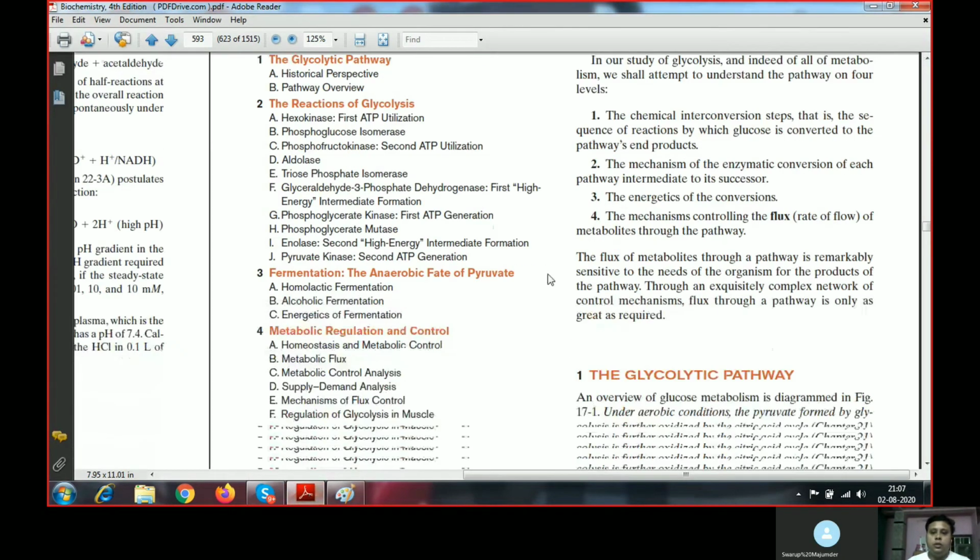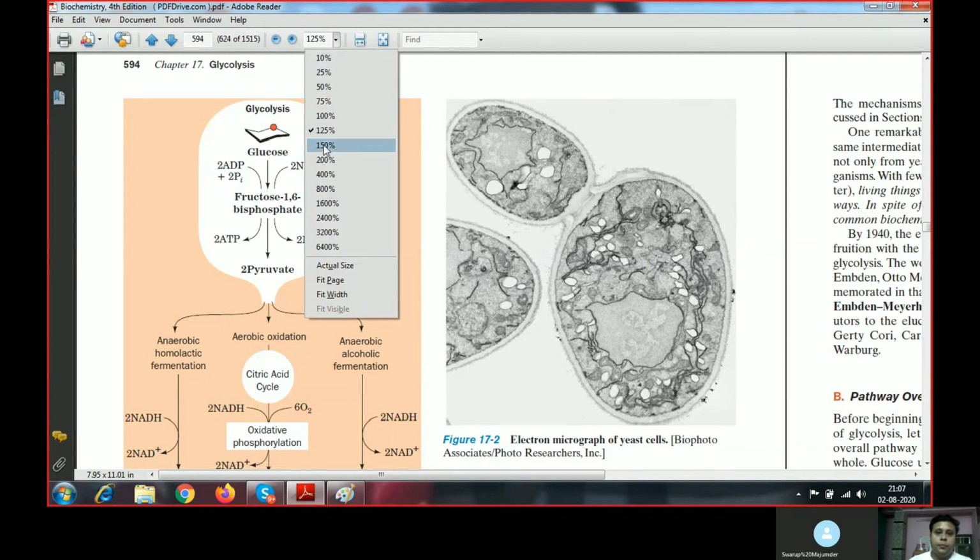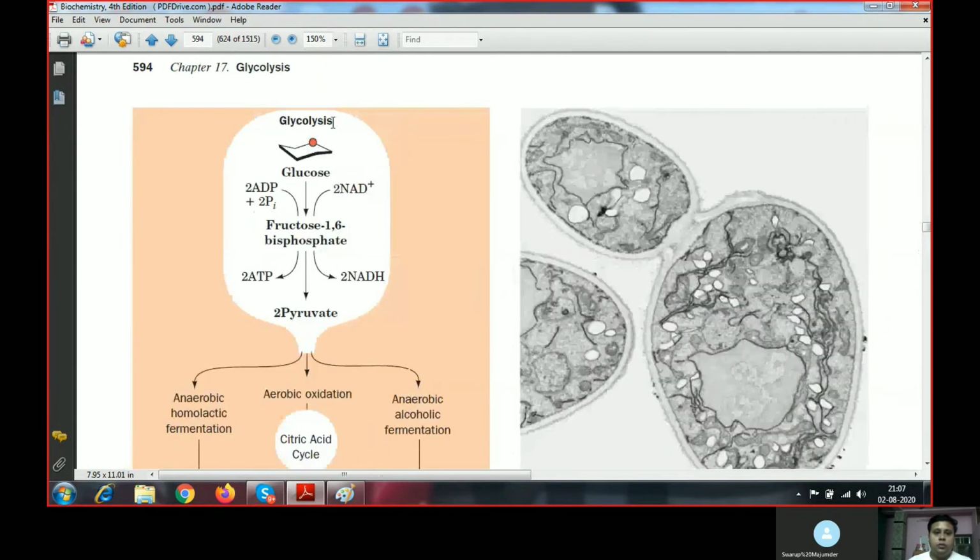So glycolysis starts with the glucose molecule, and you can see here the structure of the glucose. The glucose is present here, and glucose can be converted to two molecules of pyruvate. An intermediate is produced here that is called fructose 1,6-bisphosphate, which is an important intermediate in glycolysis.